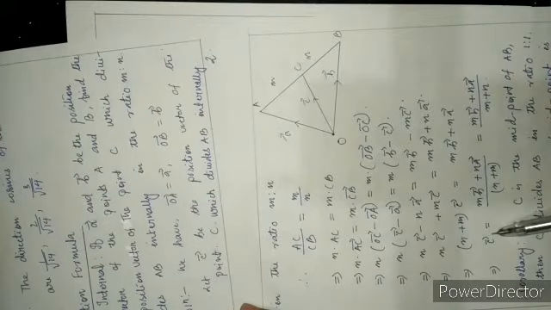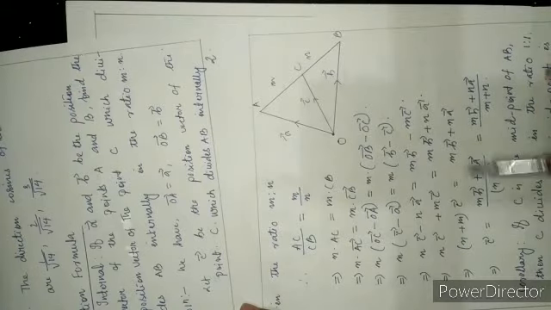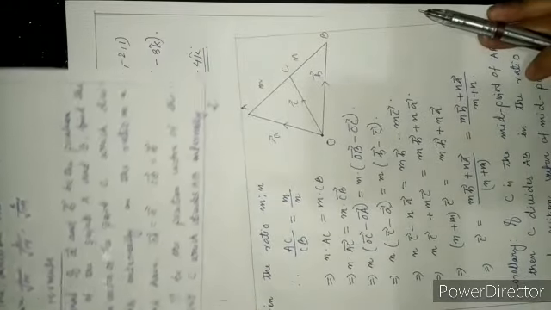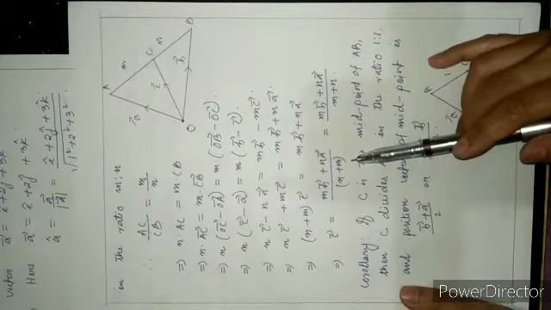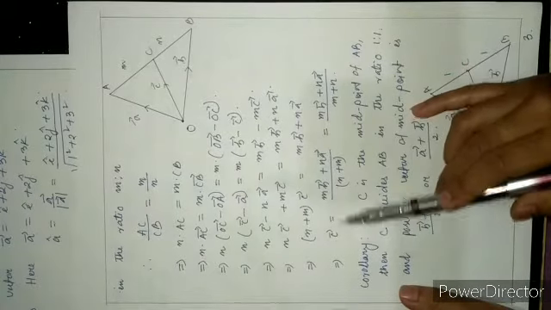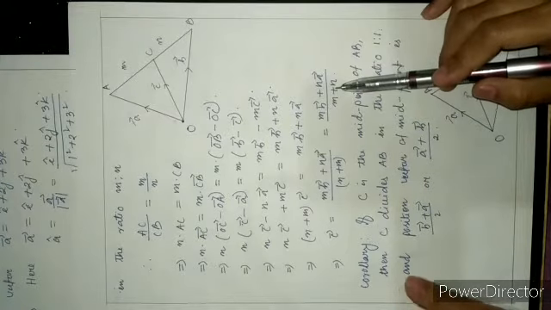Then to find the position vector of C, we should divide both sides of the equation by n plus m. And so the position vector of C is given by m b vector plus n a vector divided by m plus n.